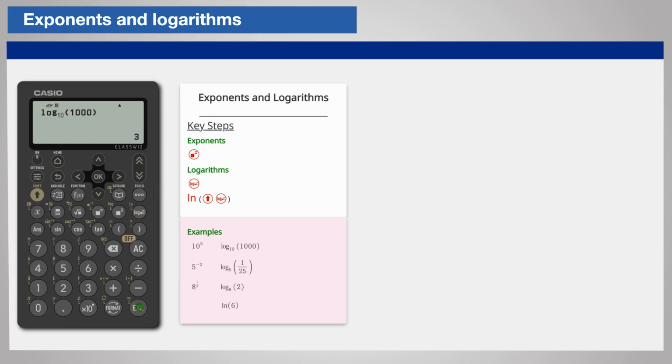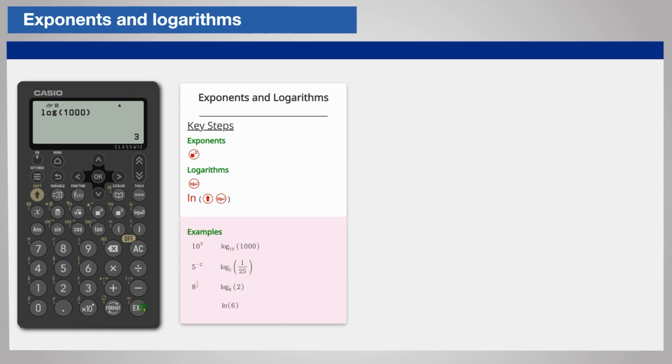Log base 10 of 1000 is 3 because 10 to the power of 3 is 1000, as we saw at the beginning. On the FX991 ClassWiz Plus UK, you can also use the log key. Press log, which is shift square, and enter the value 1000. Close the bracket and press the execute key. On the FX83 or 85 GT ClassWiz Plus, the log function can be found in the catalogue.